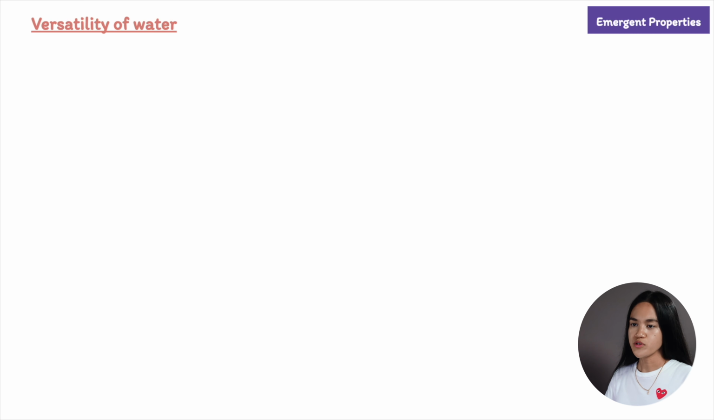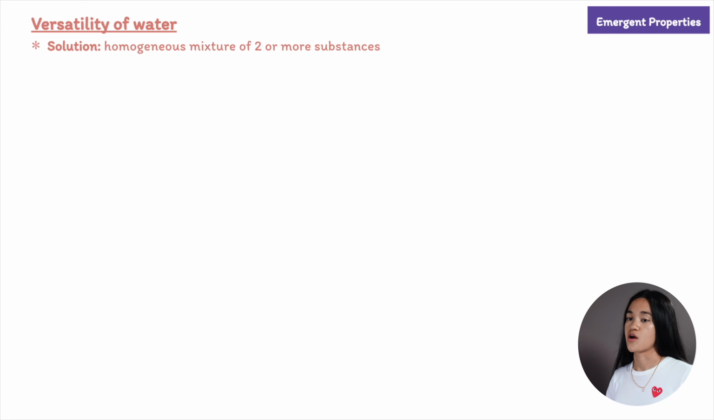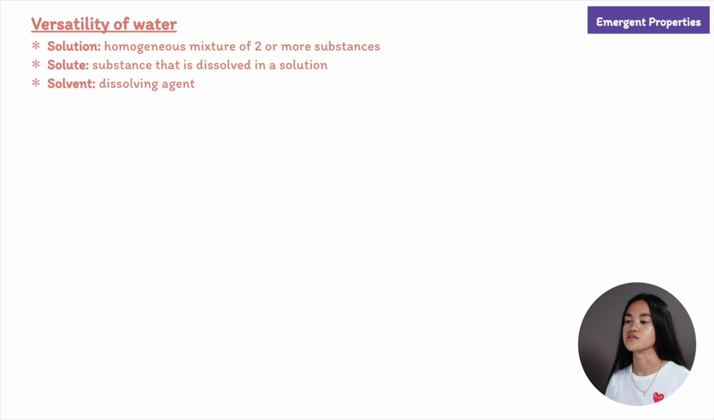Now, before we talk about what makes water a very versatile solvent, let's first define what a solution, a solute, and a solvent is before we move forward. A solution is a liquid that is a homogeneous mixture of two or more substances. It's composed of matter that all exist in the same state, liquid. A solute is a substance that is dissolved in a solution, and a solvent is the dissolving agent of a solution, and water is the most versatile solvent.